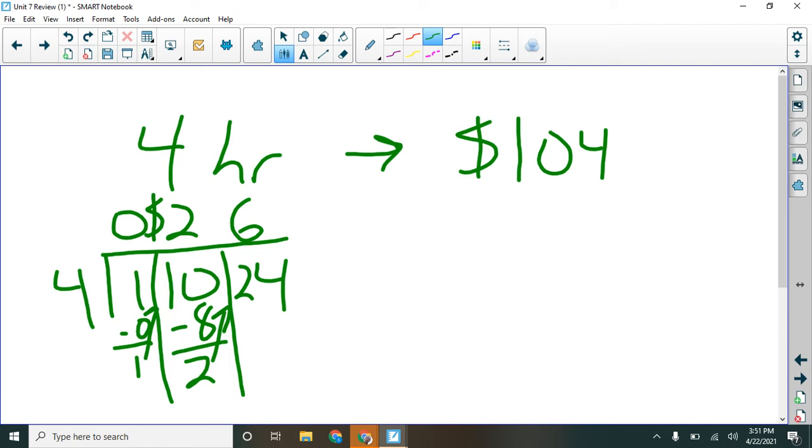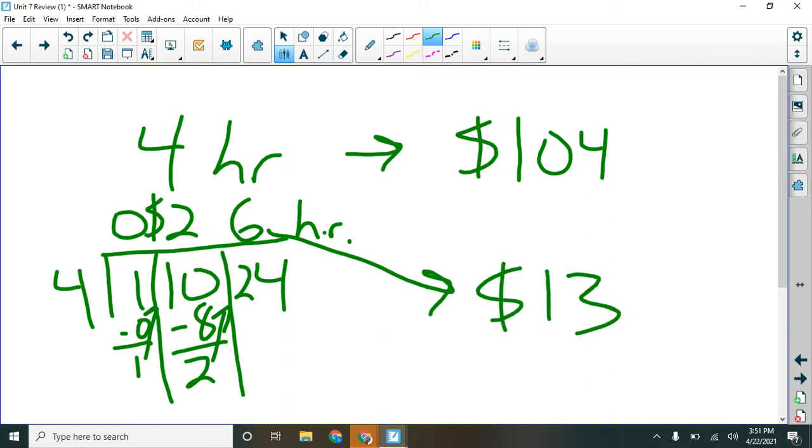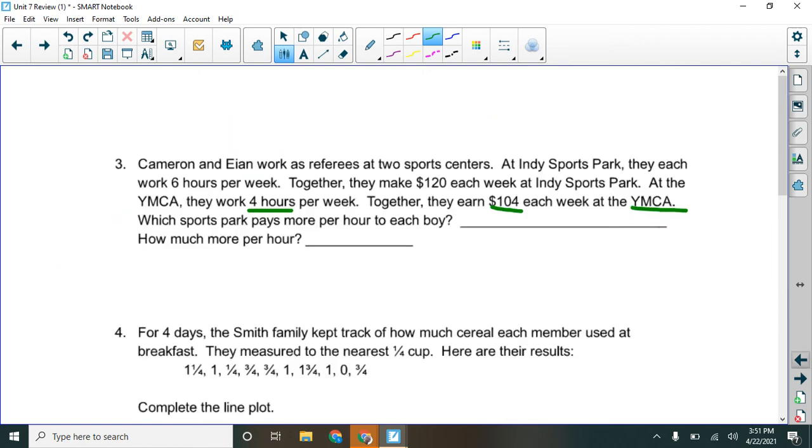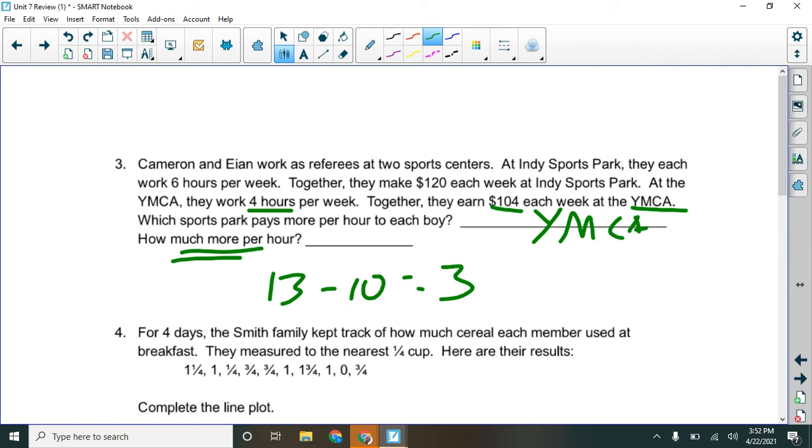A lot of people think it's easier. $26. $26 per hour, but that's both boys. So if you just said 26, you forgot the last step, which is to divide it in half. So $13. So look at that. Even though they make less money, they get more per hour, right? The YMCA was more. How much more? Well, one was 13 and one was 10. How much more? Those words are almost always, like 99% of the time, $3.